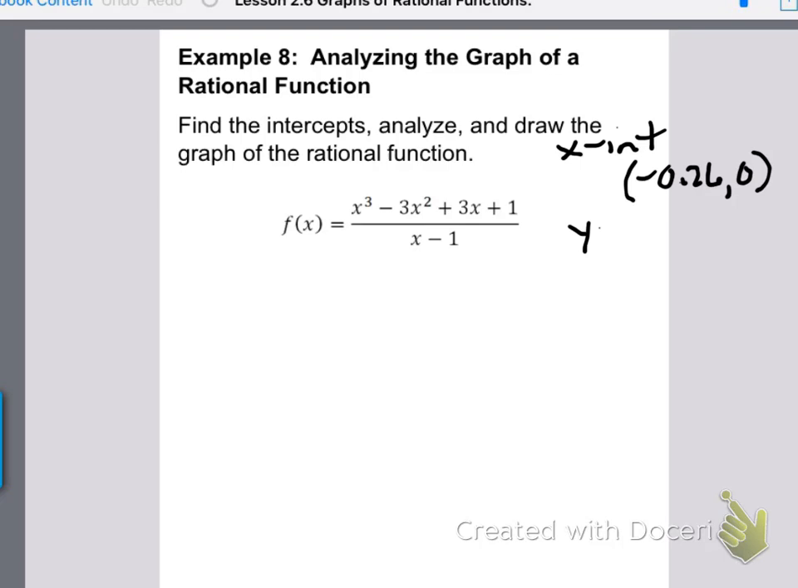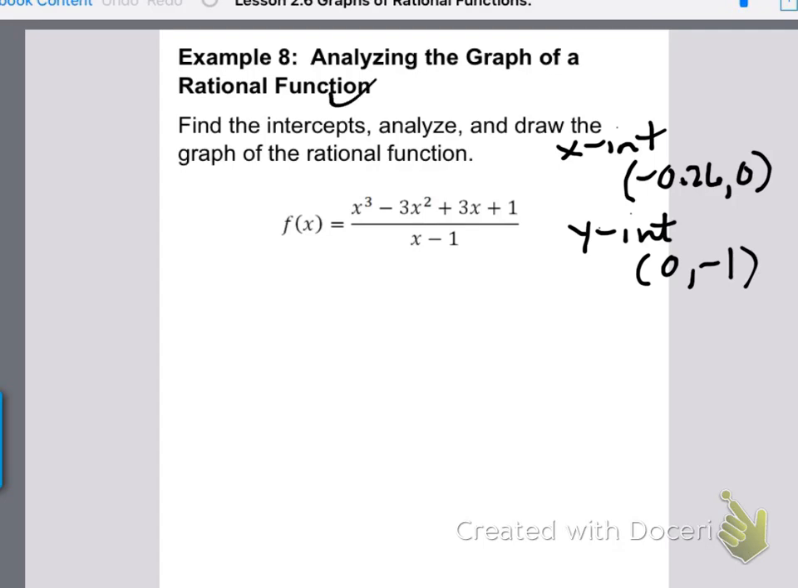Y-intercept. Okay, so we let x be 0. So 0, 0, 0, 0. What's left? Positive 1 over negative 1, which is negative 1. Okay, so intercepts. Check.